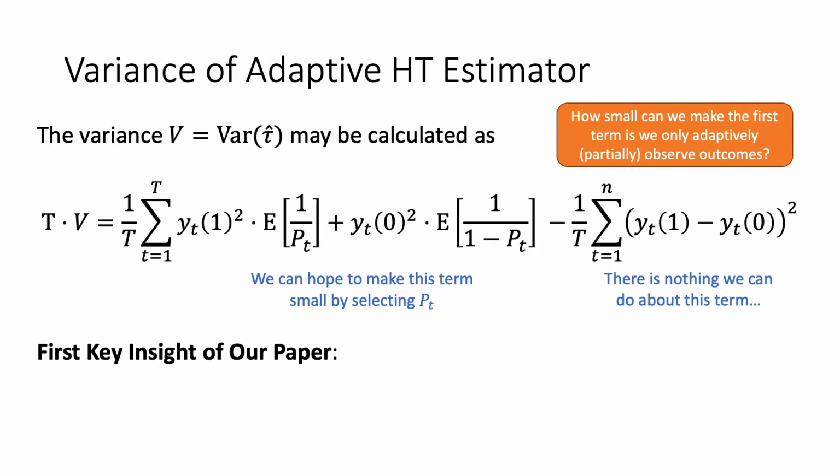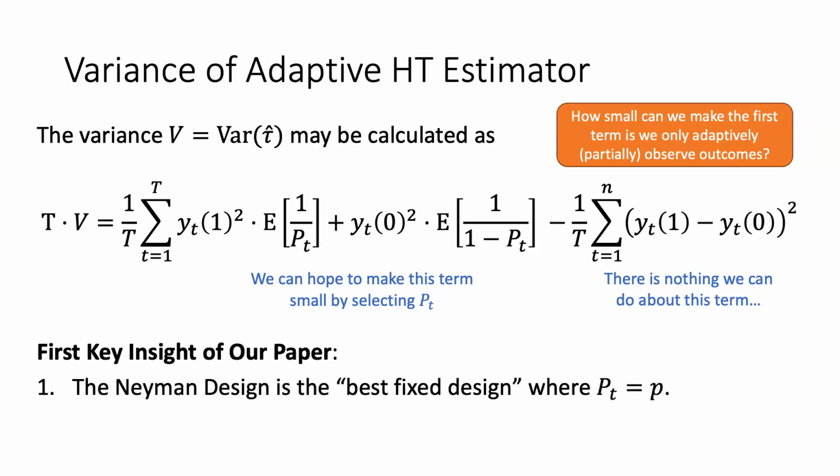So the first key insight of our paper is that the Neyman design, the one that we're thinking about, is the best fixed design when that random probability is chosen to be little p for every single unit here.